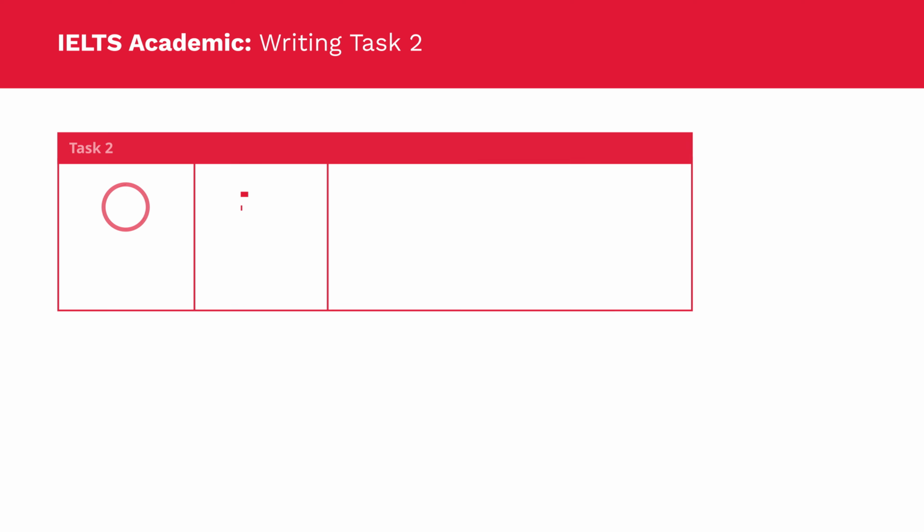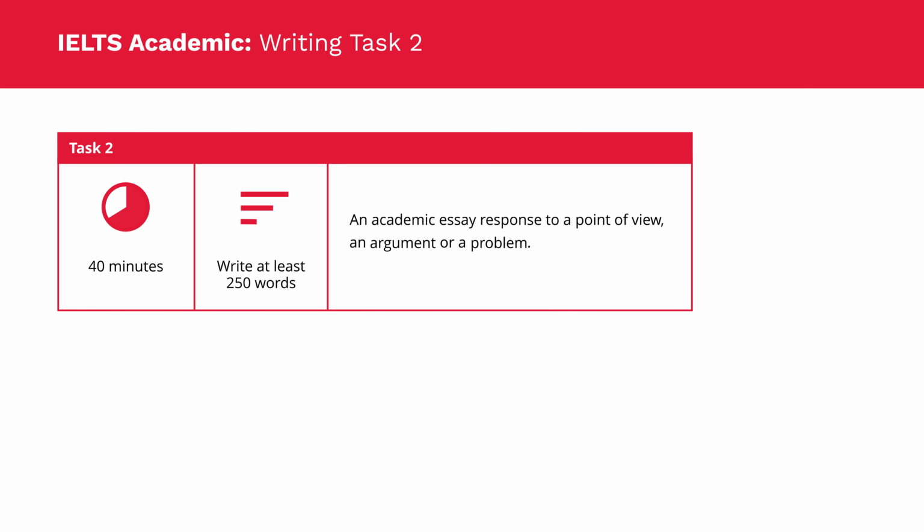For Task 2, you'll be asked to write an essay. This essay will be in response to a point of view, an argument, or a problem. In IELTS Academic, your essay should be written in an academic or semi-formal style. You don't need to have specialist knowledge to answer this question. You can support your point of view with relevant examples from your own knowledge or experience.